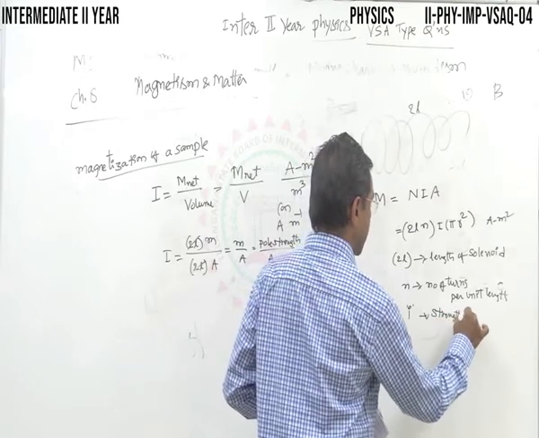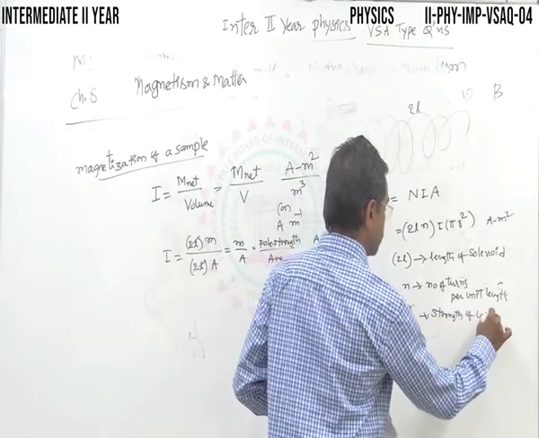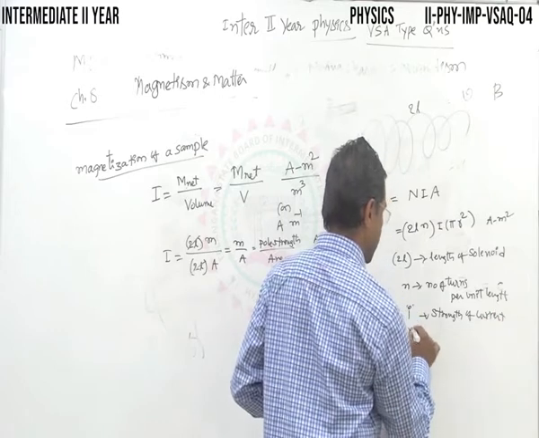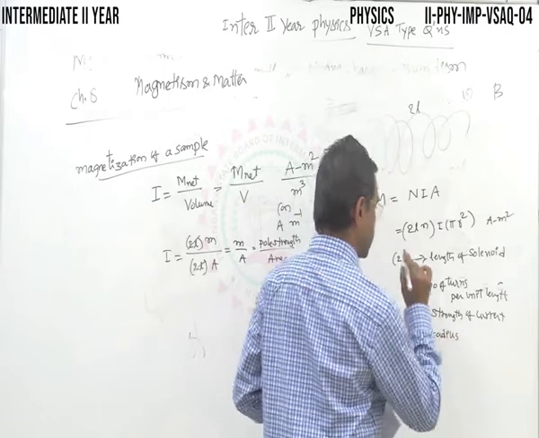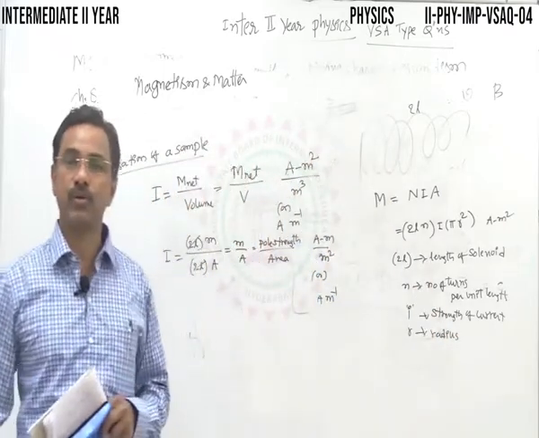I is of course the strength of current. And R is the radius of the solenoid.